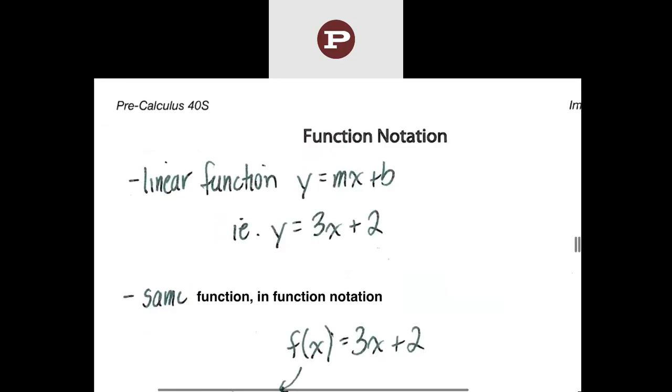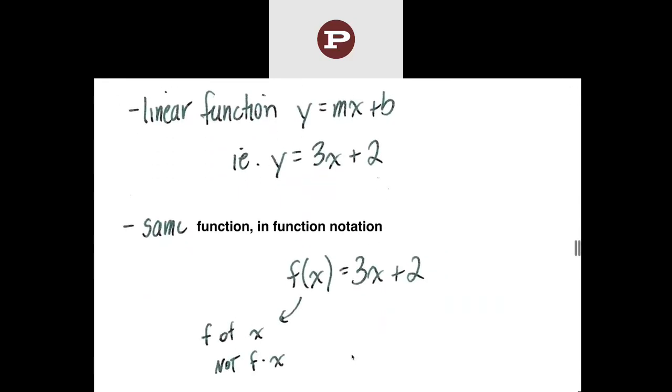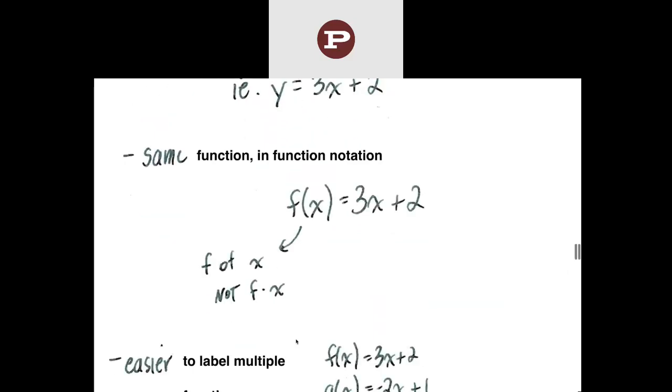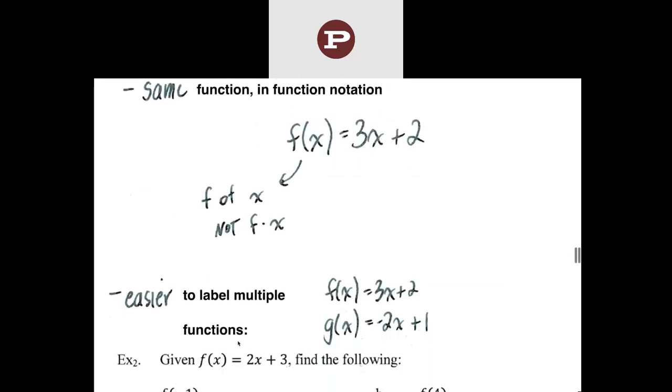You go f bracket x bracket equals 3x plus 2. You've seen it a million times, but it is something that we're going to use a lot this year. Remember that you say it like this, f of x, not f times x. That's a dot there for multiplication. So it's not f bracket x like a multiplication. It's actually a notation, f of x. This really comes in handy when we have multiple functions going on at once. So let's say we had two graphs like this, where f of x equaled this and g of x equaled this. That's when function notation really comes in handy.